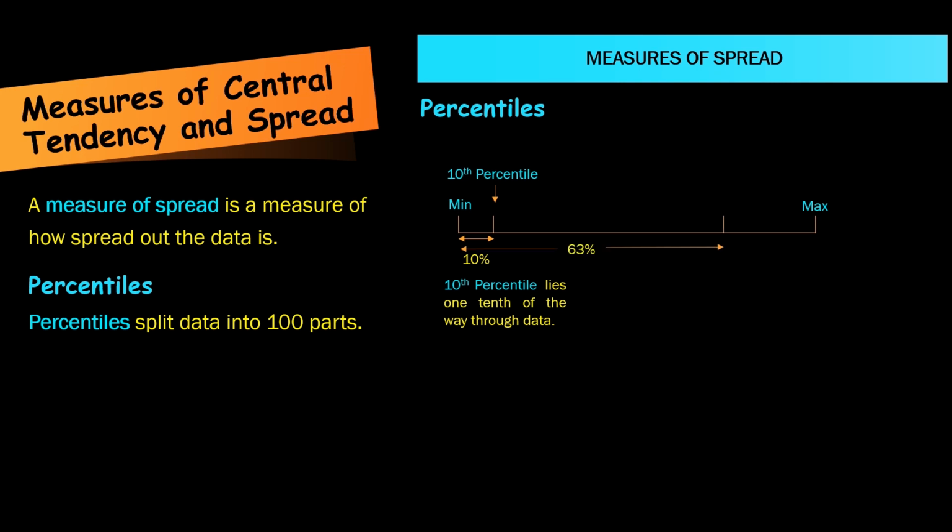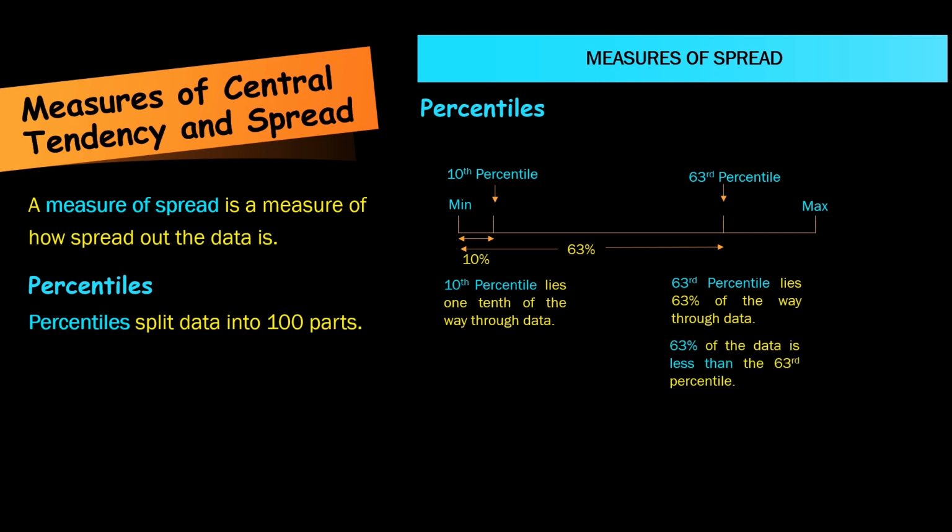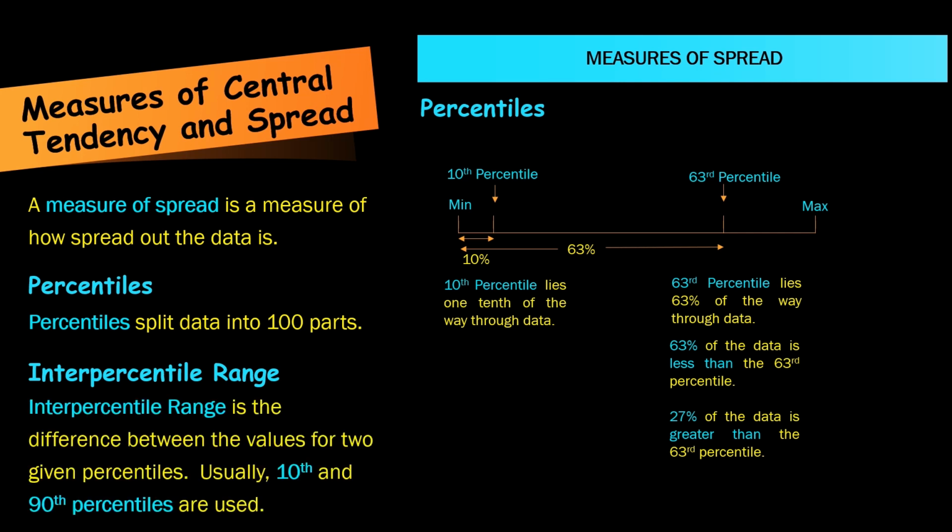And for another example, 63% of the way along, we have the 63rd percentile. And the 63rd percentile lies 63% of the way through the data. 63% of the data is less than the 63rd percentile, and 27% of the data is greater than the 63rd percentile. And now for the interpercentile range. This is the difference between the values for two given percentiles. Usually these percentiles are the 10th and the 90th percentiles.